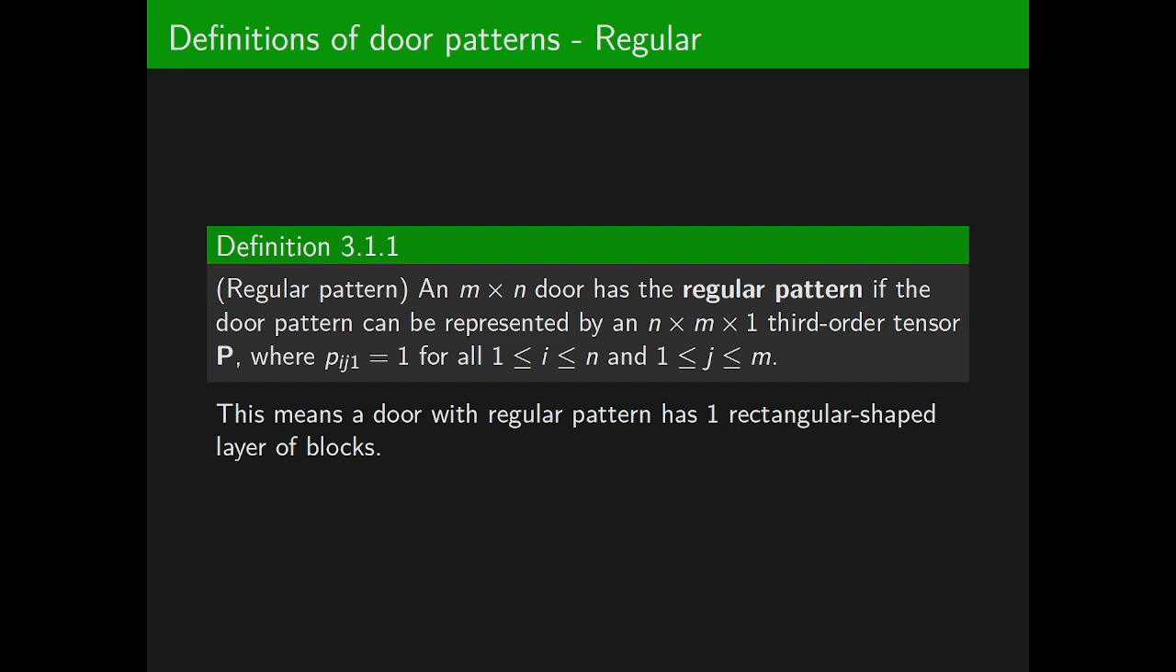So for the regular pattern, an m by n door has the regular pattern if the door pattern can be represented by an n by m by 1 third order tensor. Now notice, m by n door, n by m by 1 third order tensor P, where P_ij1, so ij1 is the entry of the third order tensor P. So make sure you understand that. Where P_ij1 is equal to 1 for all 1 less than or equal to i less than or equal to n, and 1 less than or equal to j less than or equal to m.